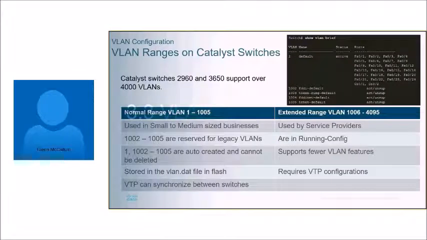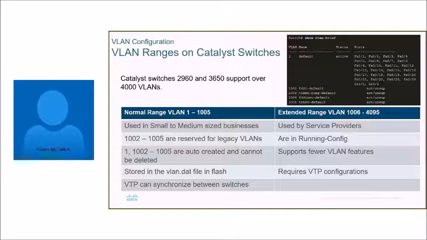Okay, so how do we configure VLANs? Catalyst switches like 2960s and 3650s support over 4,000 VLANs. Basically, most people will use VLANs 1 through 1005. They're what's called normal range, but extended range VLANs can be used as well. Now, there are some differences. Small to medium businesses would typically only need to use normal range VLANs because, hey, 1,005 is a lot of VLANs.